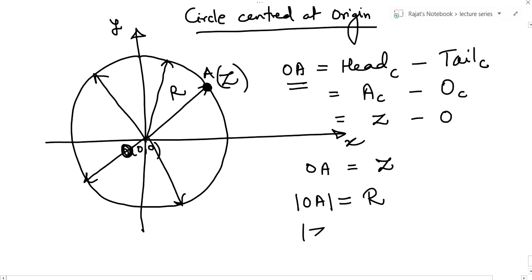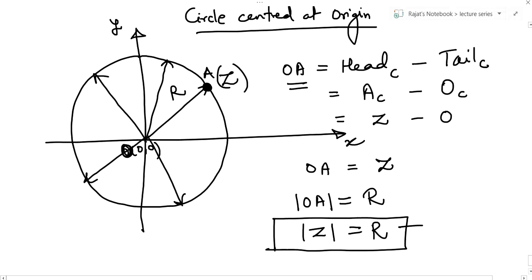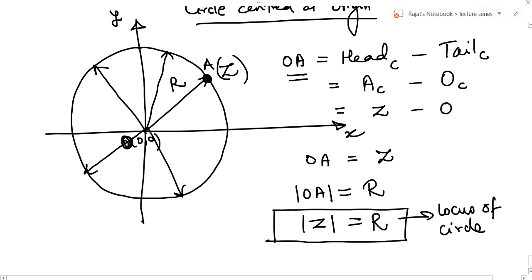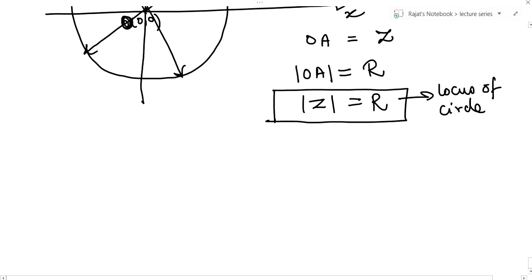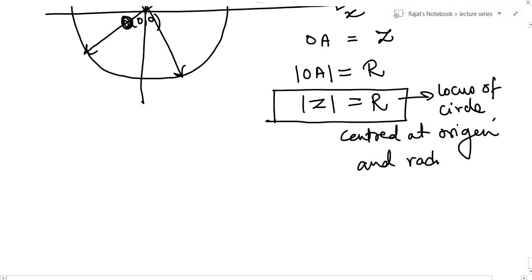So let me write it in general form. OA is Z, so I can write mod Z is equal to R. This is the locus of circle centered at origin and radius r. So suppose I ask you, what is the locus of a circle which is centered at origin and has a radius of 3 units, and you will say mod z is equal to 3.